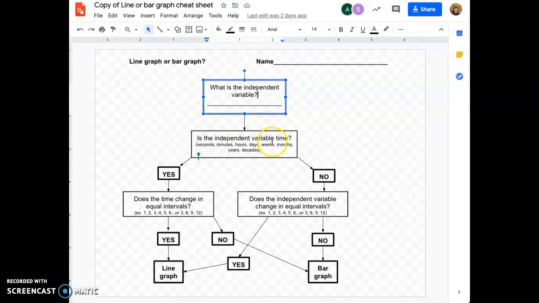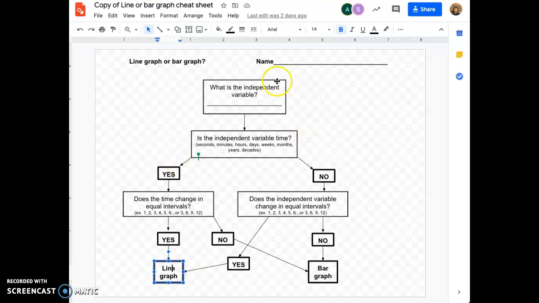So is the independent variable time? No, it's volume. So I go here, follow the chart. Does the independent variable change in equal intervals? Well, if I remember correctly, I changed that volume by 5. So I started at 5, I went to 10, and then I cranked it up to 15. So yes, it does go up in equal intervals. That's why it's a line graph.